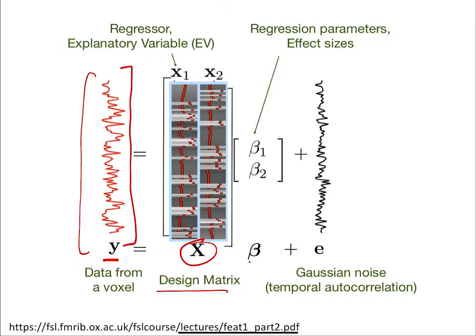The next thing you're going to have is your beta coefficients. In this case, we have two events, two stimulus types. So we're going to have a beta 1 and a beta 2. We're just going to stack those into a vector. And then we have E, which in this slide is called Gaussian noise, although typically it's not necessarily Gaussian, so we'll better call this the residual error.